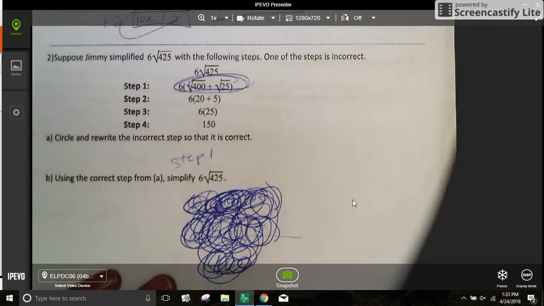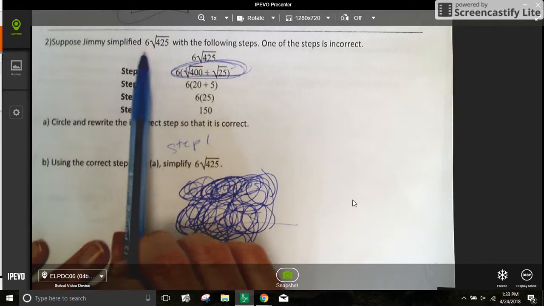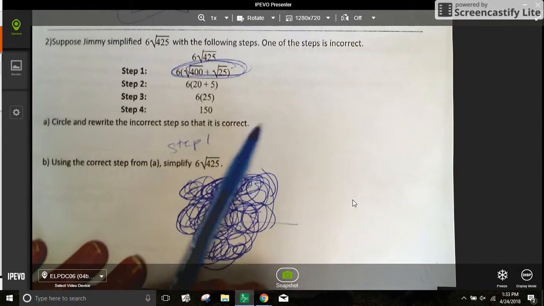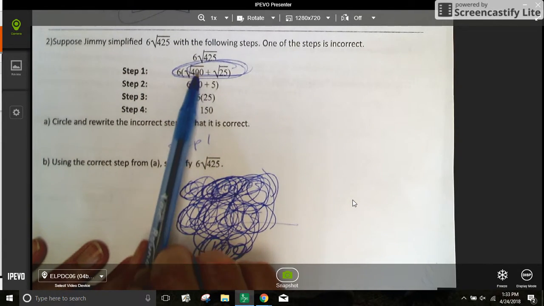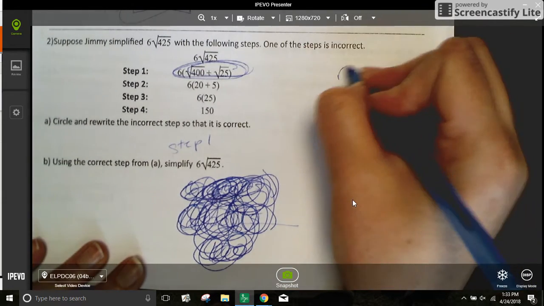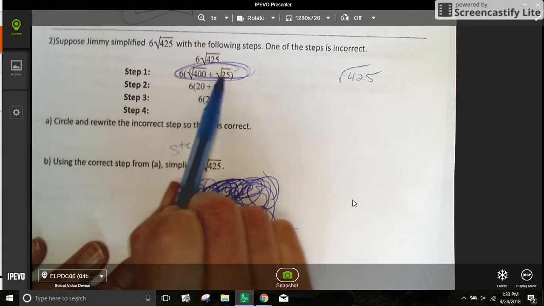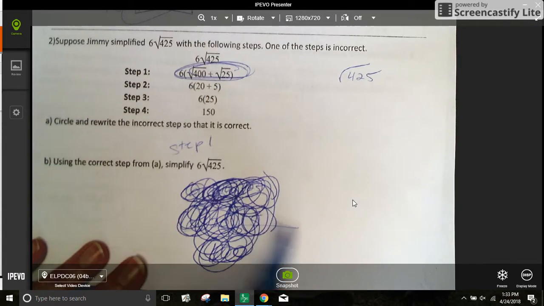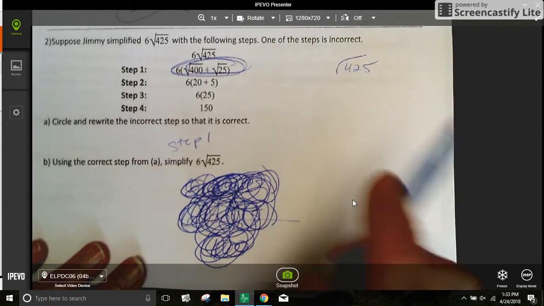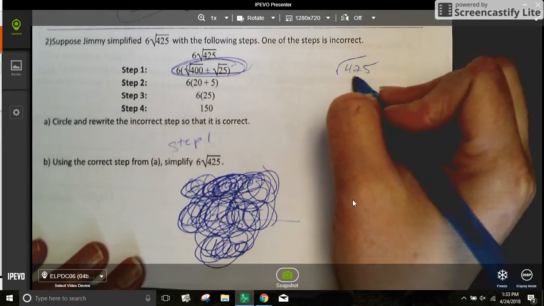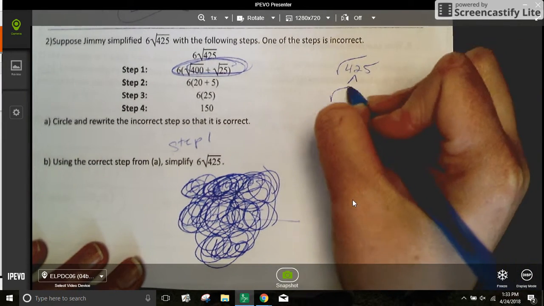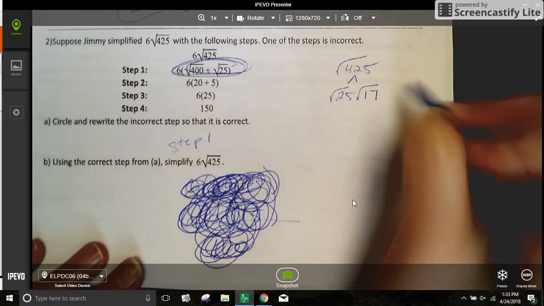All right, let's look at number 2. So they want you to find the error. I already wrote here that the error is step 1. They made the square root of 425 into 400 plus 25. You're not trying to split it up using addition. You're trying to figure out what multiplies to 425. So the two numbers that multiply to 425 are 25 and 17.